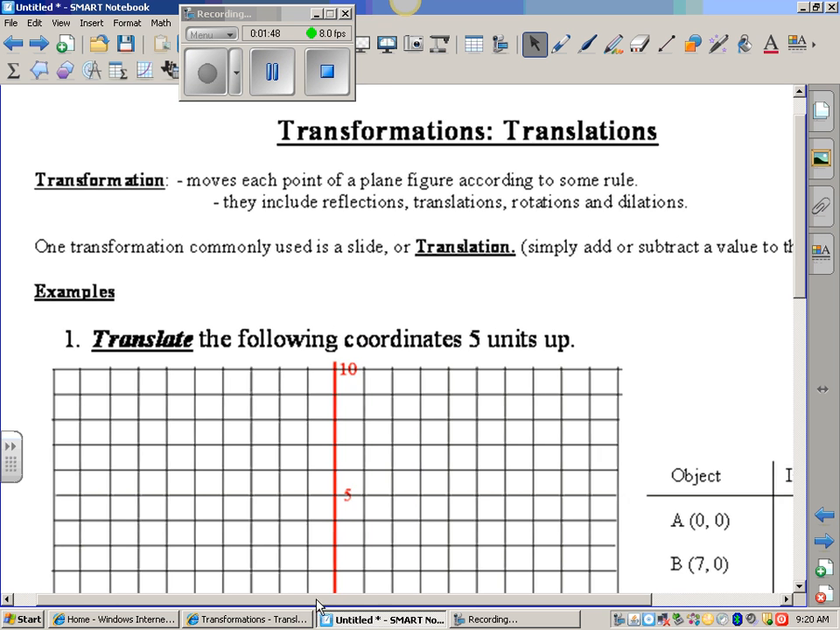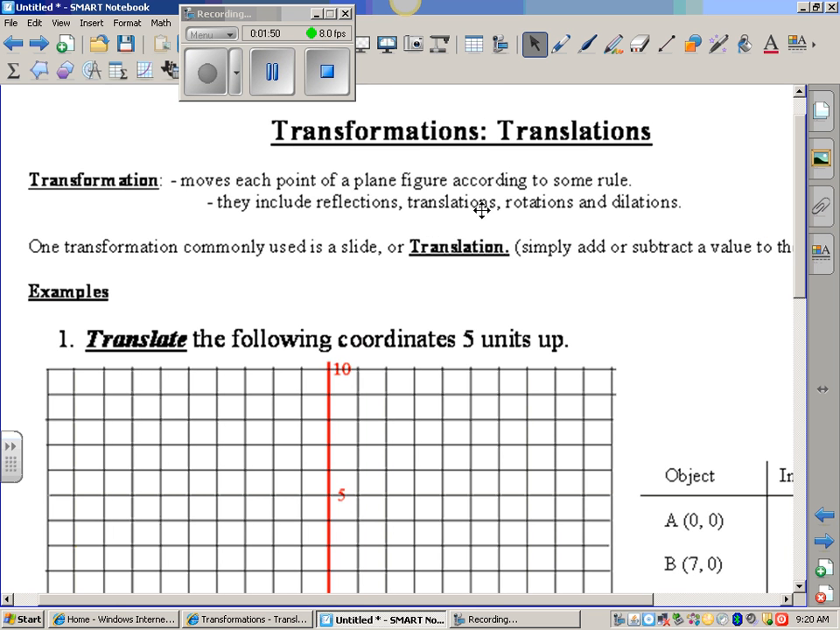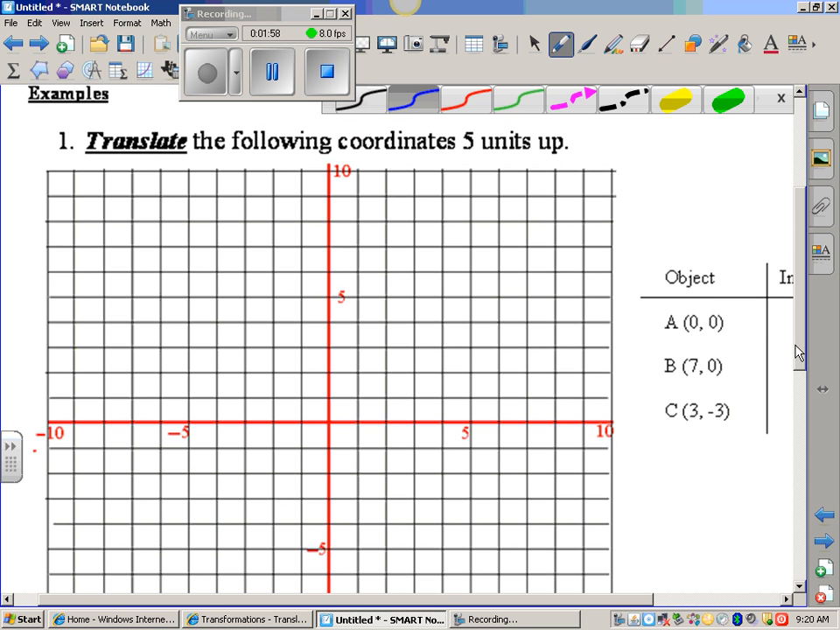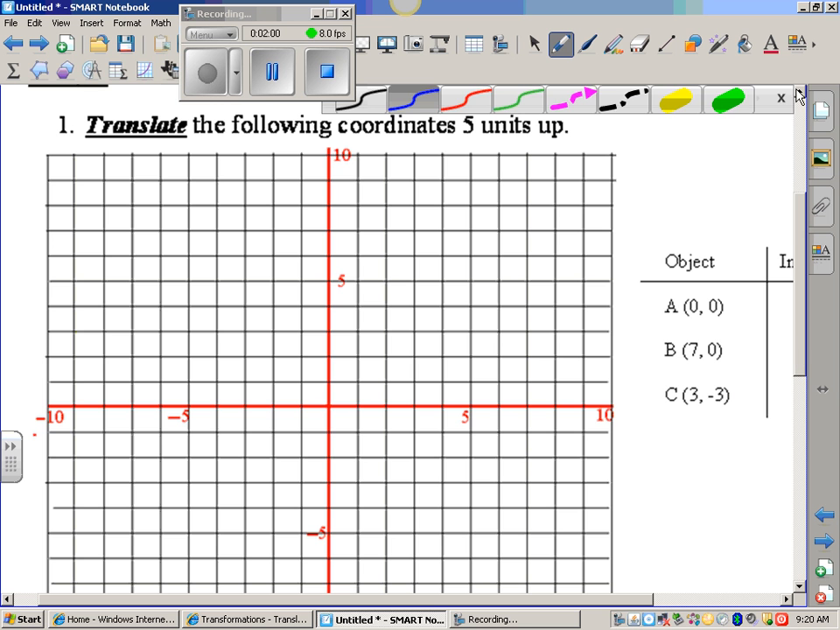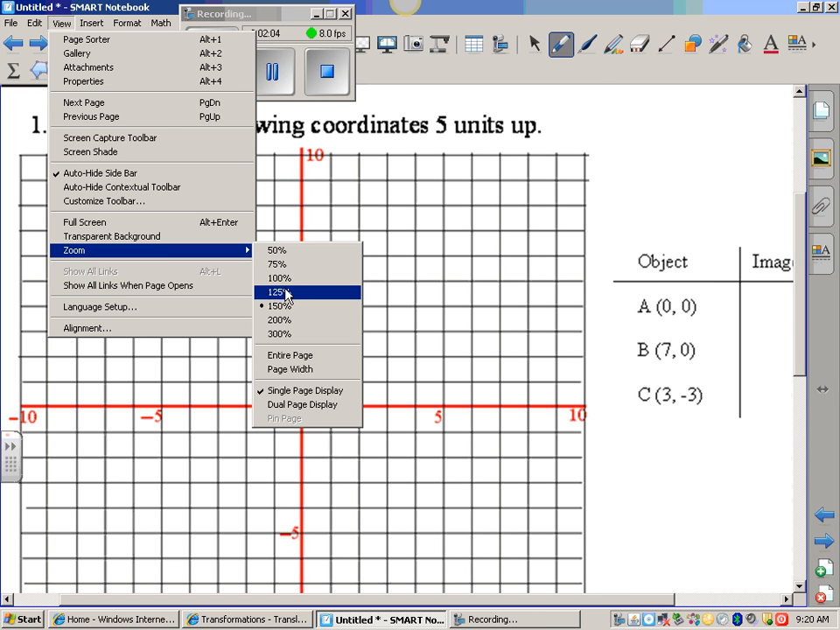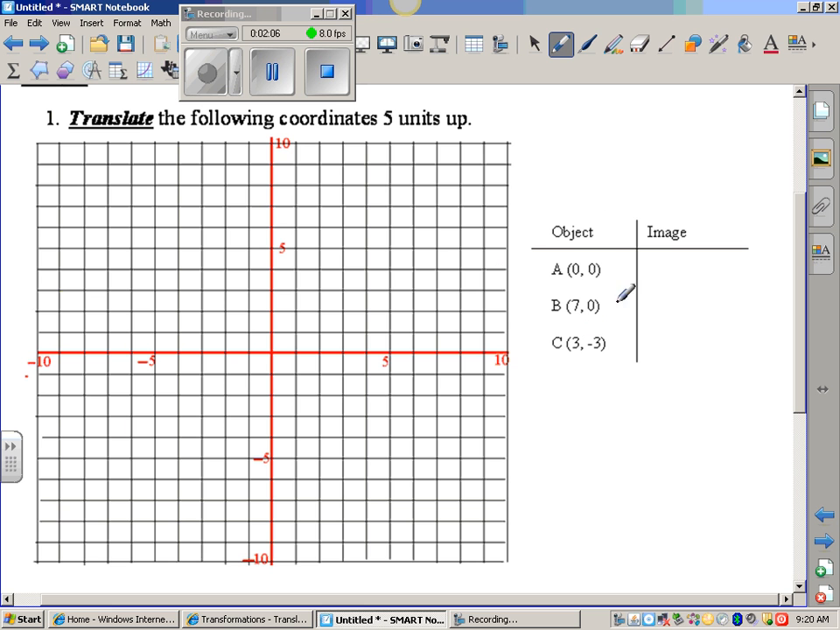So, one transformation commonly used is the slide, or again, the main point of today, your translation. All we're going to do is add and subtract our values to shuffle around our X and Y. So here is our standard piece of graph paper. The object is the original. In this case, we have a three-sided figure. All you're going to do is plot the points as always.